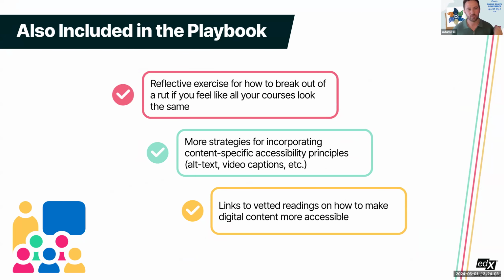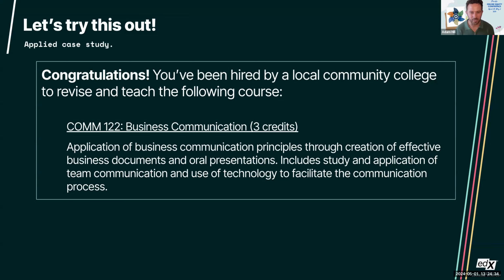Also included in the playbook, just as a preview, if you want to dive in further, we provide a reflective exercise to break out of a rut if you feel like all your courses are looking the same online. There are more strategies for incorporating content-specific accessibility principles, that big A accessibility stuff like alt text and video captions. And we also link out to some embedded resources from things like the WCAG standards and some offices of accessibility at different universities. So there we go. That's our playbook at a high level.